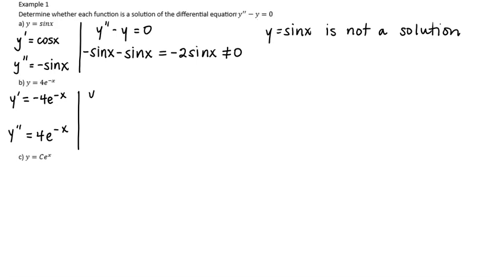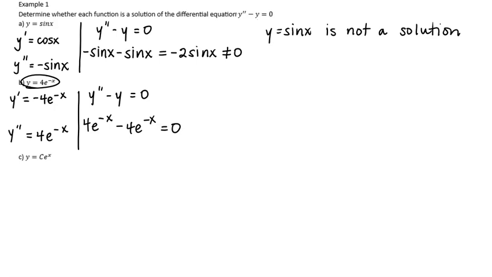So now let's plug them into our differential equation and see if we get 0. y double prime is 4e to the negative x. From that we will subtract the original function y, which is 4e to the negative x, and subtracting them does give 0. So that confirms that the function y equal to 4e to the negative x is a solution to this differential equation.